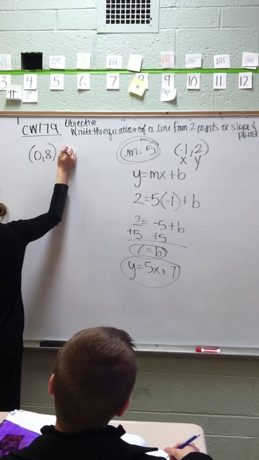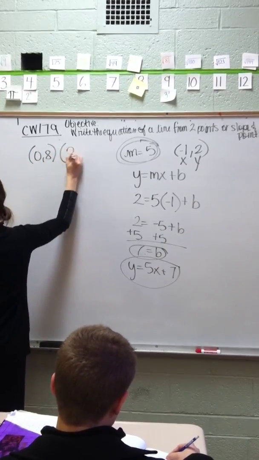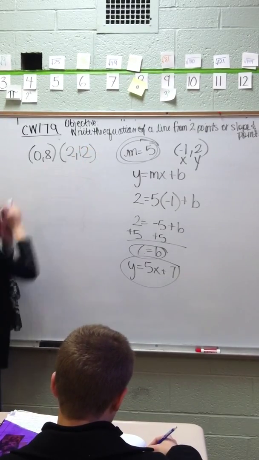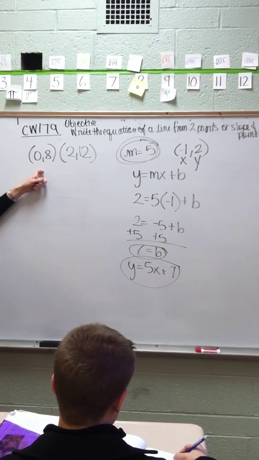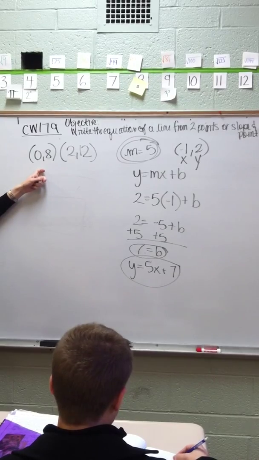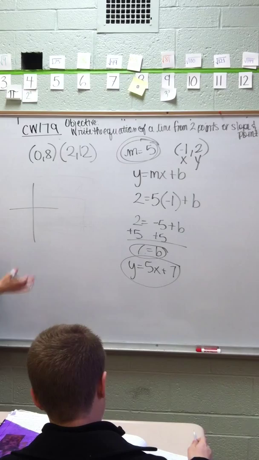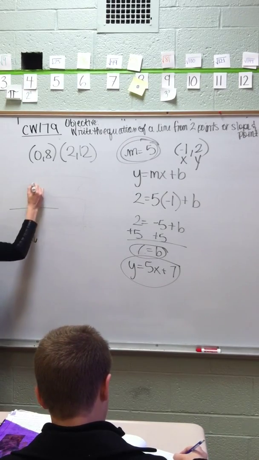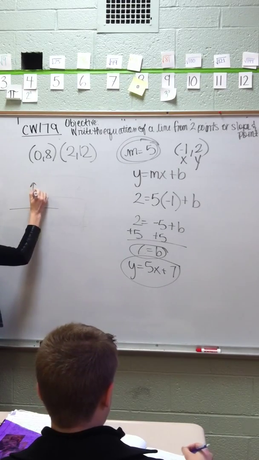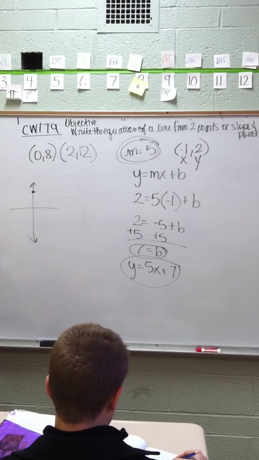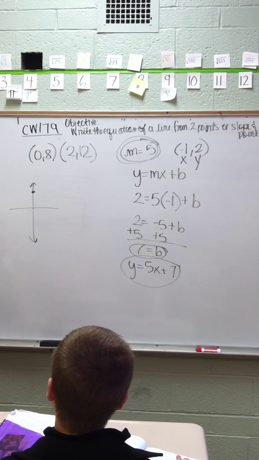We have 0.08, which hopefully you noticed has something very nice about it. What is 0.08, Anthony? That's the y-intercept. Yeah, it's a y-intercept. Remember, if I have my coordinate plane, this is my y-axis. If I go over 0, up 8, there's my y-intercept right there. You could have found it just right there.